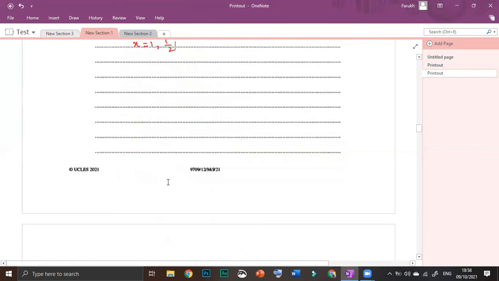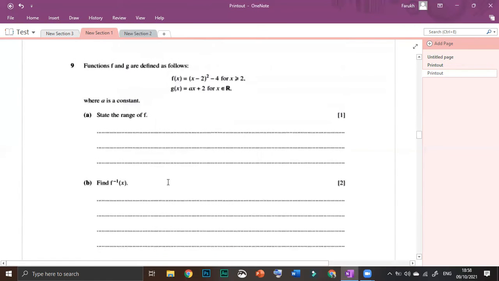Now we will move to the next question. The most important thing in these questions is to check the answers with the given domain. Now question number 9: f and g are defined as f of x is equal to (x minus 2) whole square minus 4 for x greater than or equal to 2, and g of x is equal to ax plus 2 for x belongs to R. Now state the range of f of x.